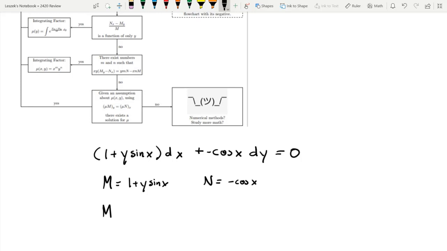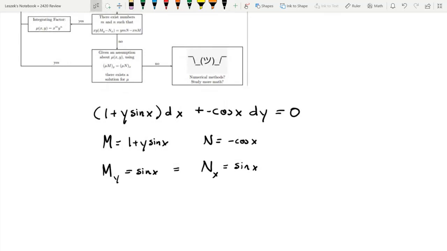We're going to check for exactness. So we're going to differentiate m with respect to y, right? It's the opposite of what that is, yeah, x. And here we're going to differentiate n with respect to x. The derivative of cosine is negative sine, so we'll have a double negative. So indeed, the derivative of m with respect to y is the same as the derivative of n with respect to x. This is exact. So the thing that we want to learn is how to recover the function f so that we get a solution like that.